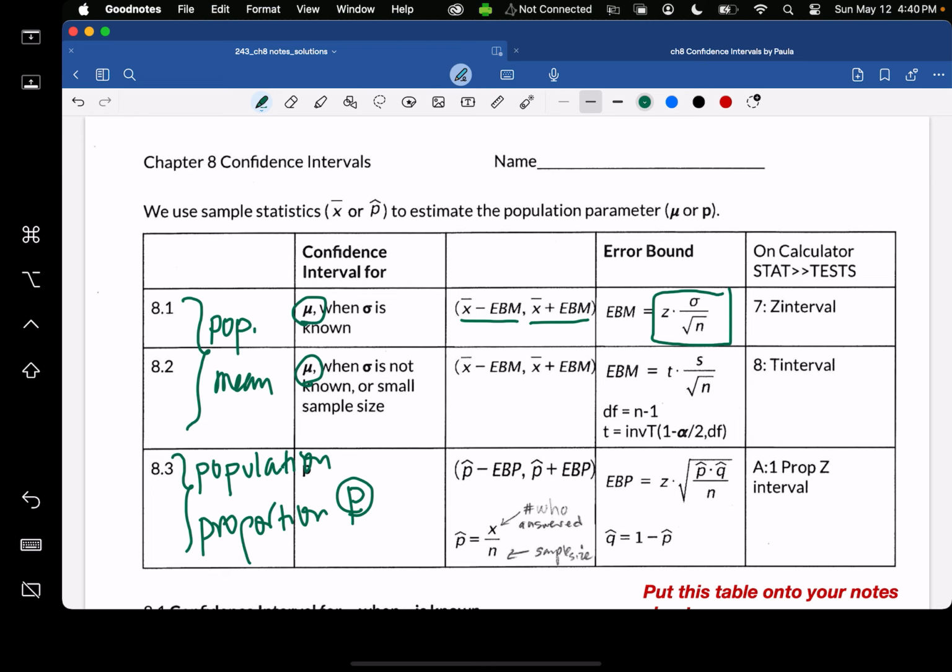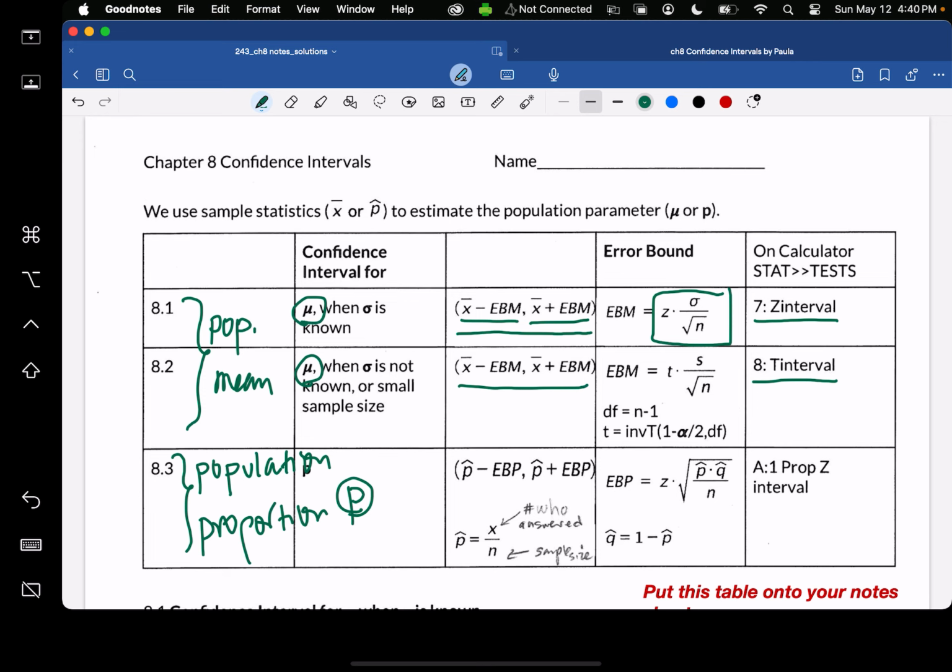And then there's also a calculator method that we'll use to check our results. So this will give you this confidence interval. And if you go to STAT, TESTS, TInterval, then that will give you the confidence interval in the situation where sigma is not known, and we're just working with the sample mean.